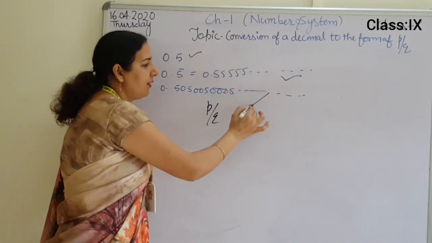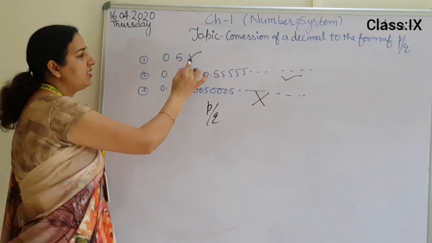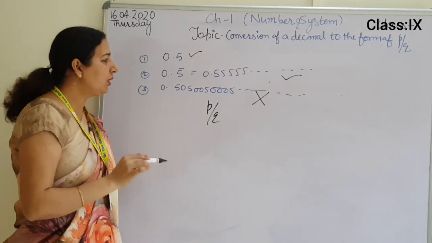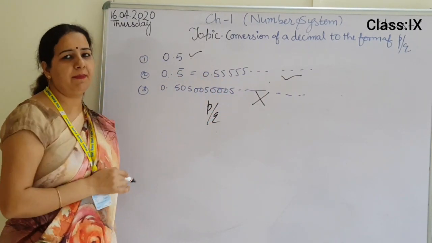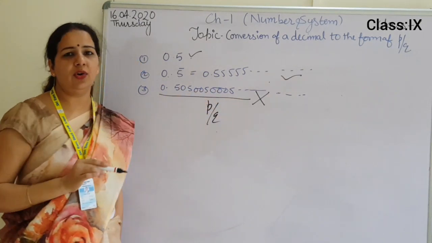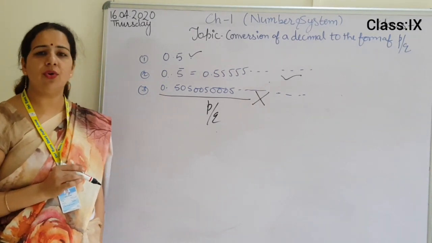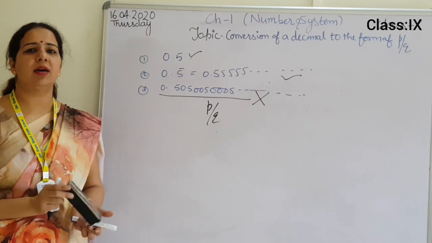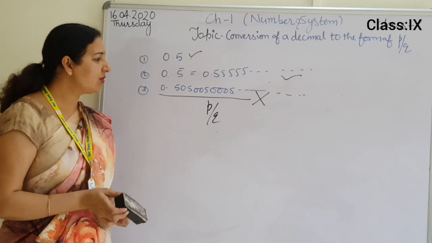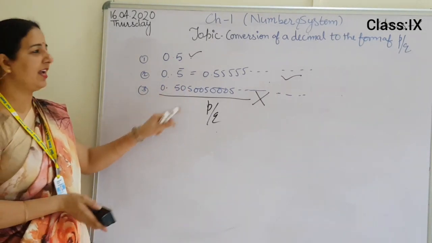But we can't convert this one in the form of p by q. This number is a rational number, and this number is also a rational number. They both can be written in the form of p by q. But this number is non-terminating, non-repeating, and it is an irrational number. And you all know that an irrational number can't be written in the form of p by q. That's why the question will not be from this decimal expansion.